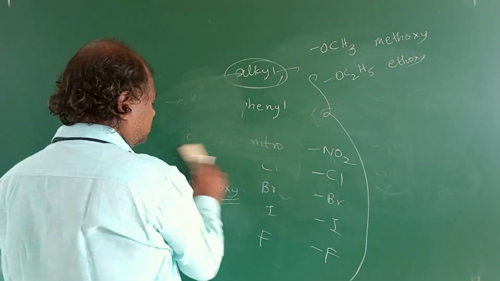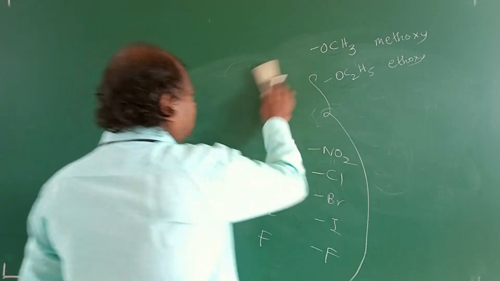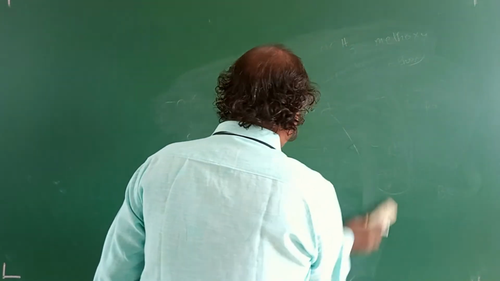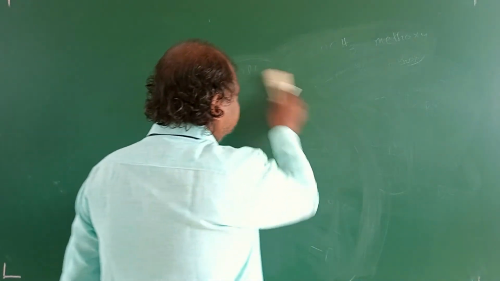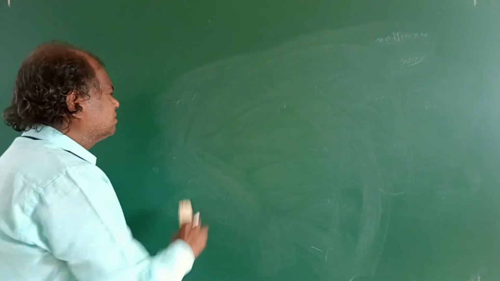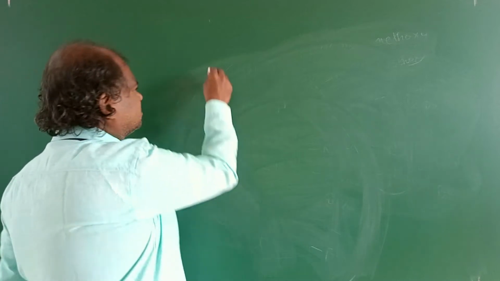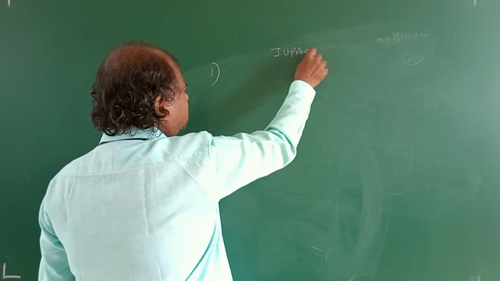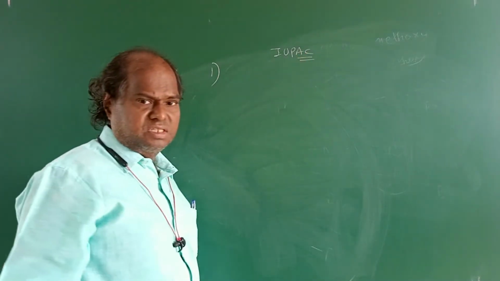Okay. So I'll just rub it off. Now, how to name it? Now you have the list of all the substituents, right? Now if substituents come, how will you name it? The rule is, this is the IUPAC rule, right? Okay. Be very careful.